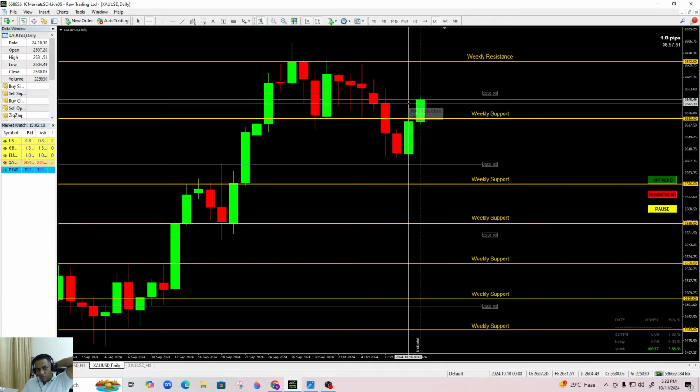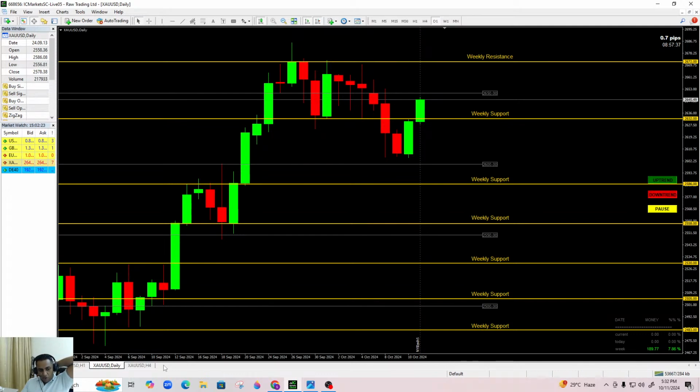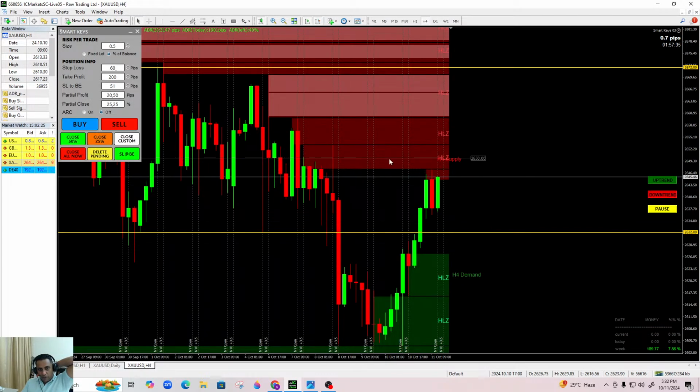Obviously, I'm not going to take a trade with such a big stop loss, but that's a supply zone, okay? And that supply zone has taken out this demand on the left, so that's high liquidity daily supply. But more than the daily, I'm more interested in the H4. All of that is supply.